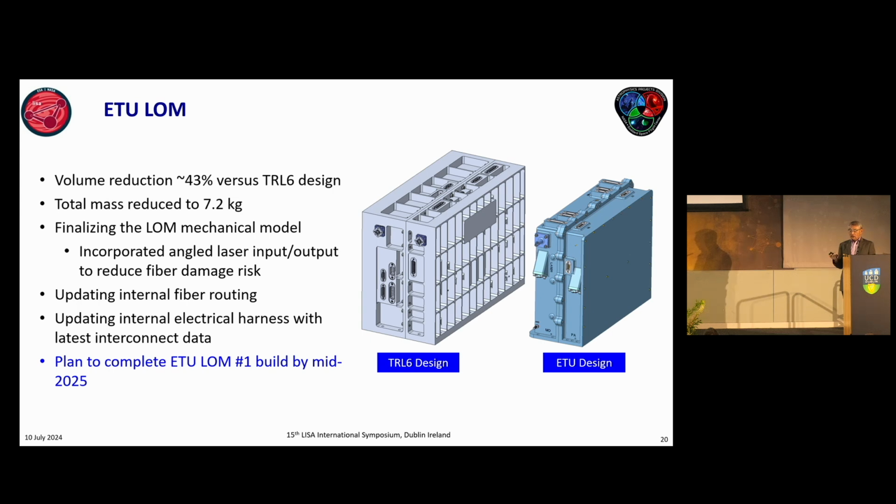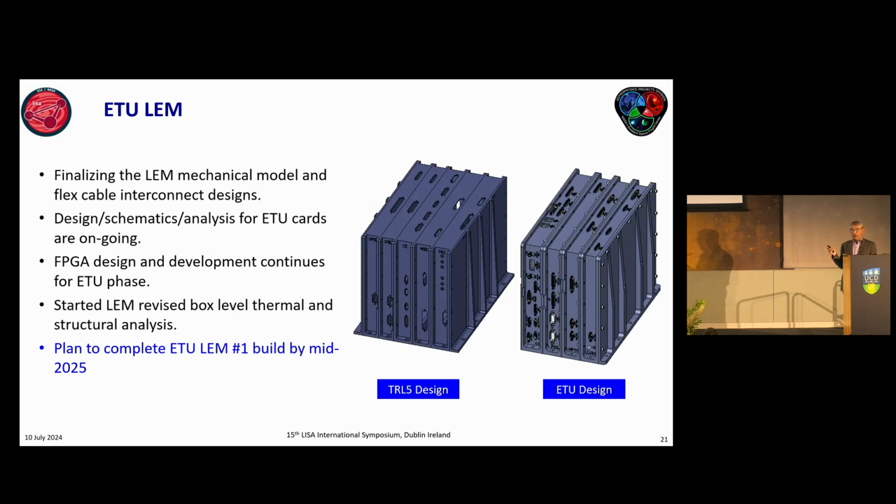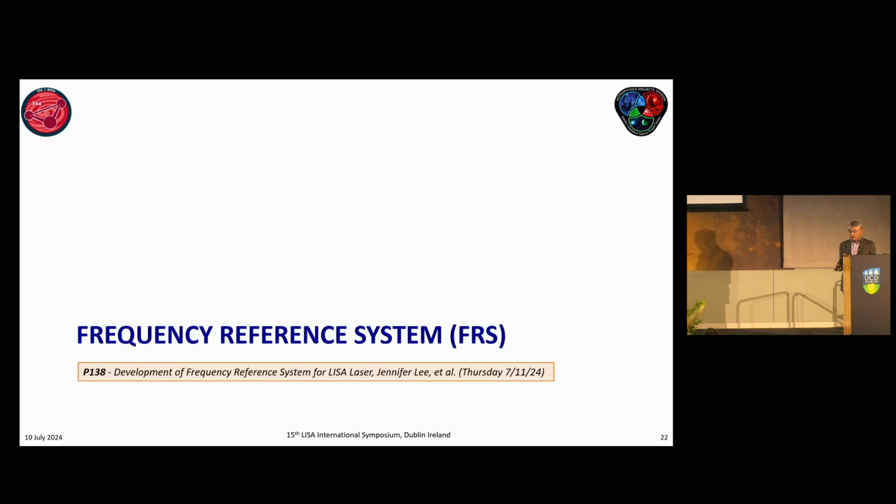Just quickly, this is a comparison of the TRL6 and the ETU LOM. The TRL6 LOM design is about 10 kilograms, and we reduced it to 7.2 kilograms. And then the LAM design, this is a TRL5 LAM design, and it actually changed to an ETU design. And this is already old. There's a new design in the works at this point.